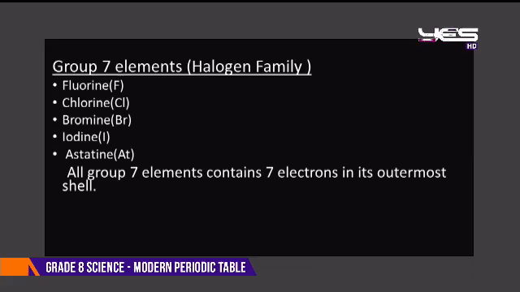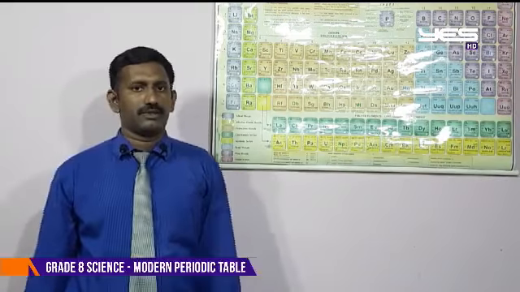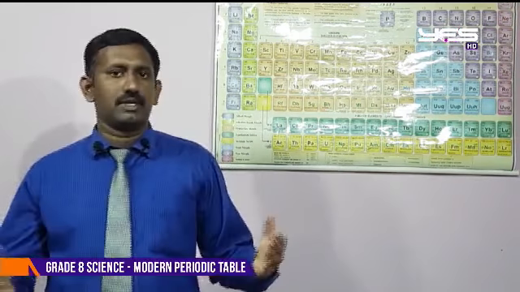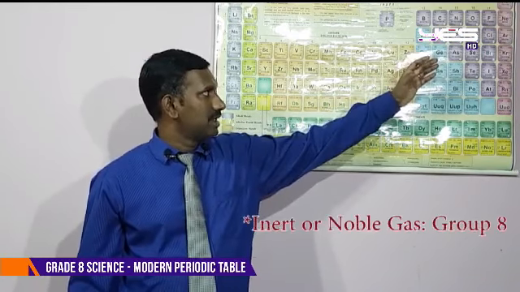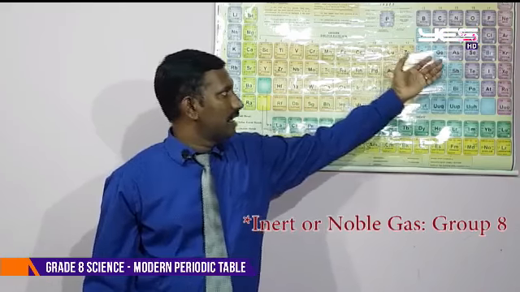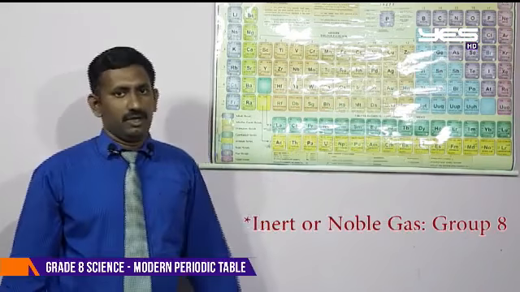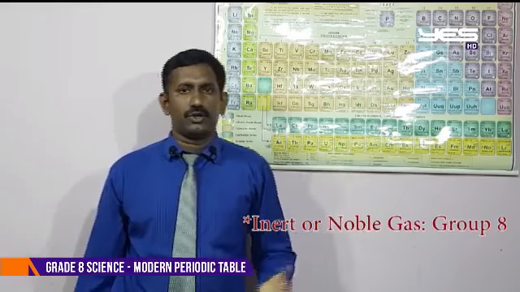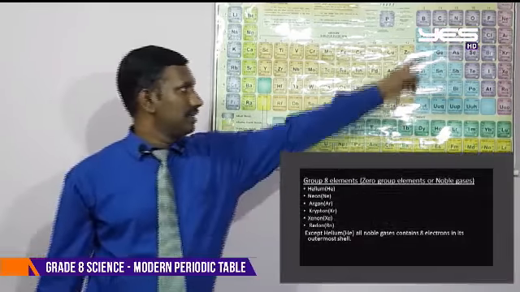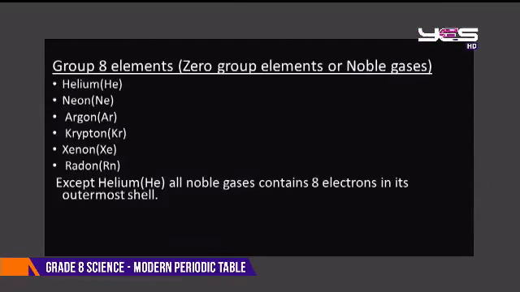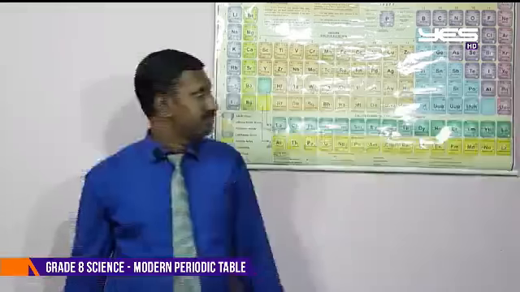All group 7 elements contain how many electrons in their outermost shell? They contain 7 electrons in their outermost shell. Then go to the last group, group 8 or zero group or noble gas or inert gas. The elements are helium He, neon Ne, argon Ar, krypton Kr, xenon Xe, radon Rn. These are group 8 elements.